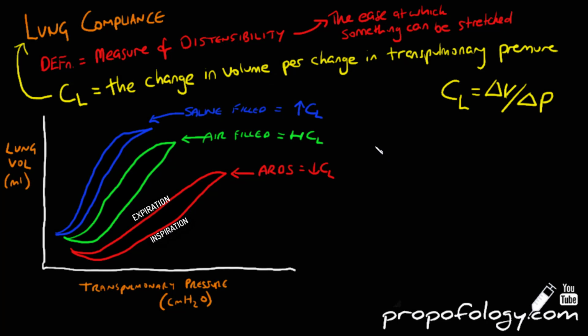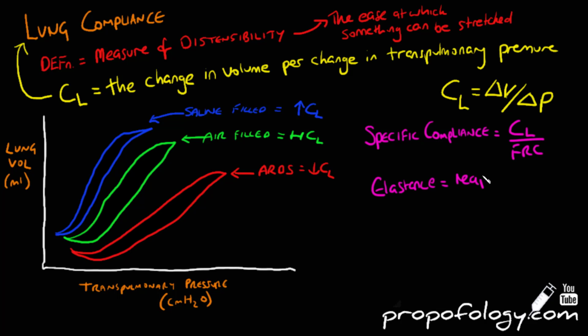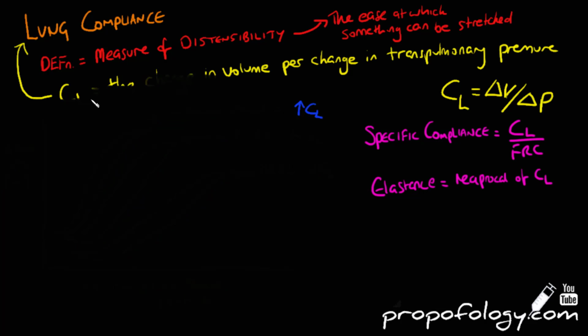Just as an add-on note, specific compliance is estimated by dividing the lung compliance by the functional residual capacity. It is a measurement of the intrinsic elastic property of the lung tissue. Elastance is the reciprocal of lung compliance, so 1 over the lung compliance.